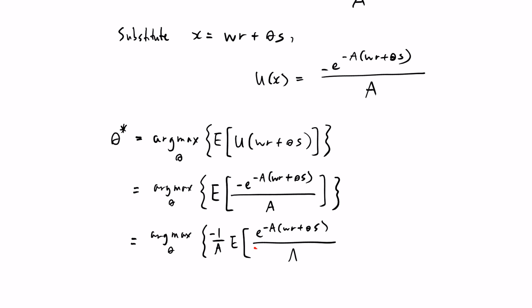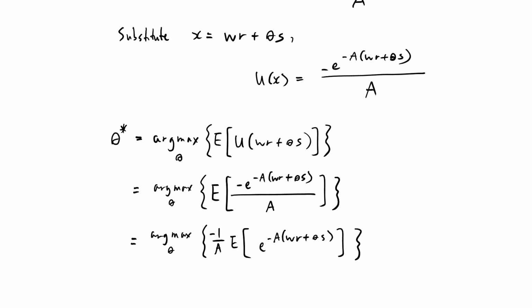Okay, so I haven't changed anything. It's just making use of the fact that negative 1 over a doesn't affect the expectation. You can just multiply it afterwards. However, if you want to take them out of the optimization, you have to realize that the negative sign would have flipped the function upside down, right?